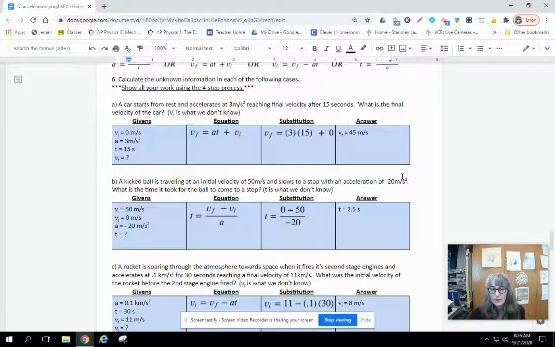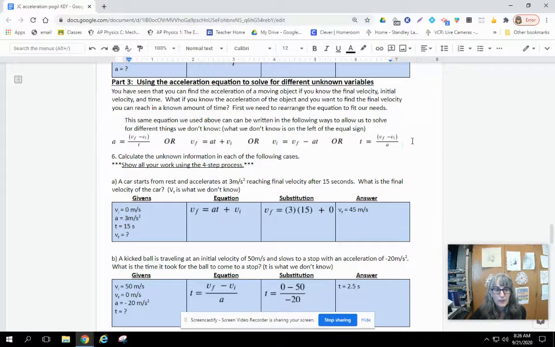And again, I know it's an acceleration, one, because it tells me in the problem it's acceleration, but two, because it has a squared on the second. So it's not normal speed, it's got an extra time unit in there. We want to know the time it took for the ball to come to a stop. So t is what I'm looking for. So in my equation list, I'm going to pick the one that already solves for t. So t is equal to v final minus v initial over a.